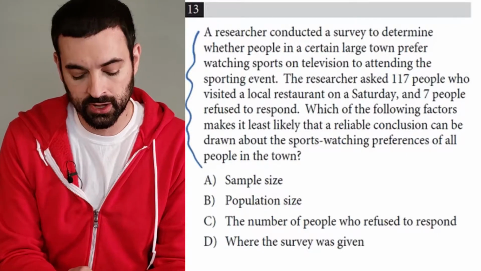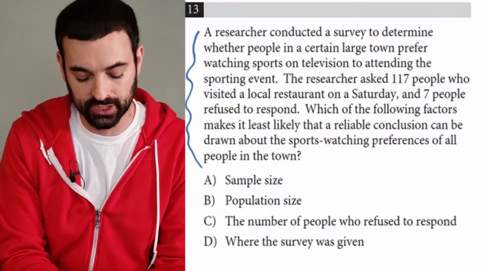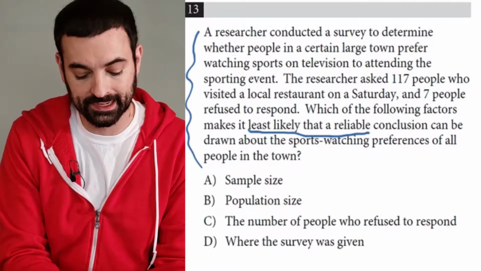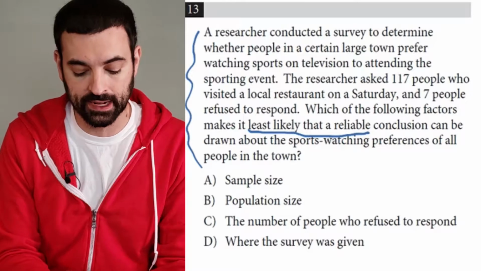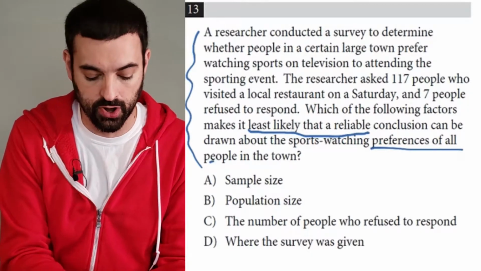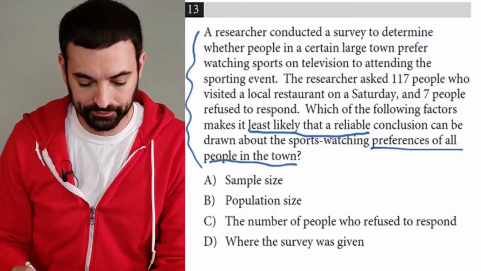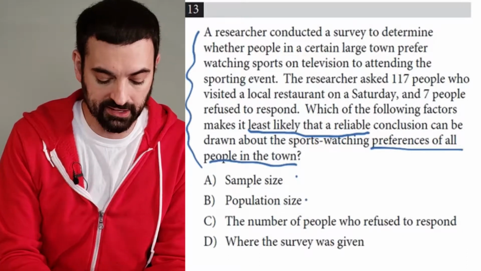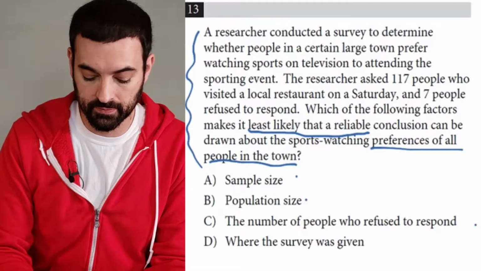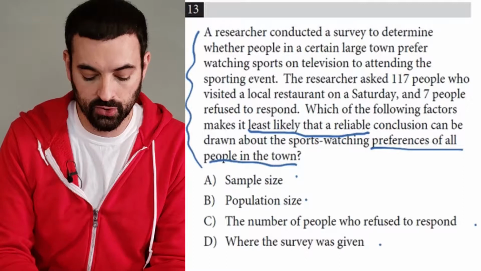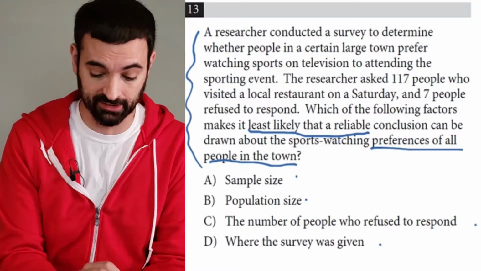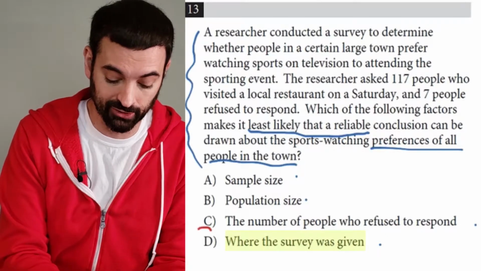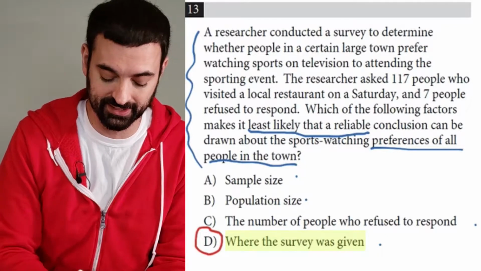So they're asking, what would make this information unlikely to be reliable if we're trying to extend it or extrapolate it to the preferences of all people in the town? Sample size, population size, the number of people who refused to respond, or where the survey was given. I'm going to start at the end and give you the answer. The answer is where the survey was given, D.